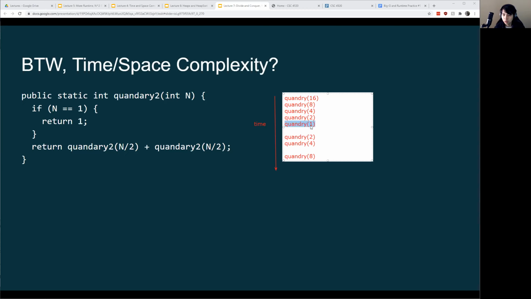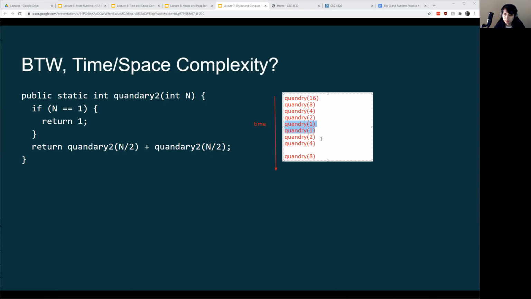We go from 16 to 8, 8 to 4, 4 to 2, 2 to 1. And then once we're done here, we're going to go ahead and make another recursive call to the other quandary of 1, because in the middle of doing quandary of 2, what we said was call quandary of n over 2 on the left and the right. 2 over 2 is 1. I keep saying minus 2. I mean n over 2 on the left and the right, which means 2 calls to quandary of 1 here.